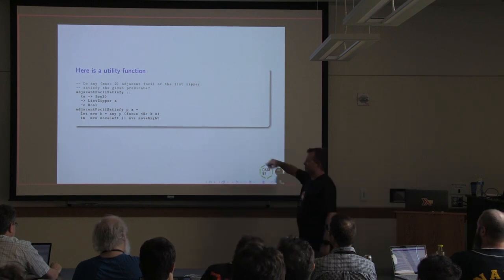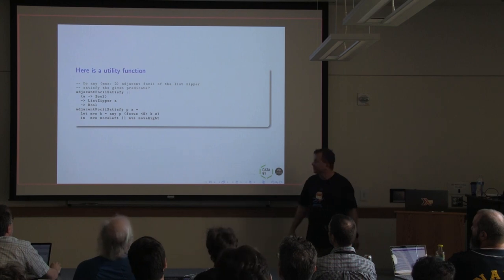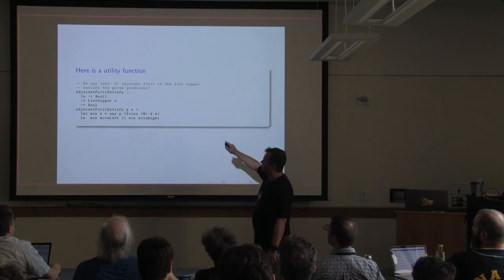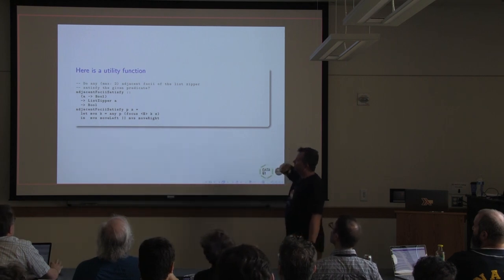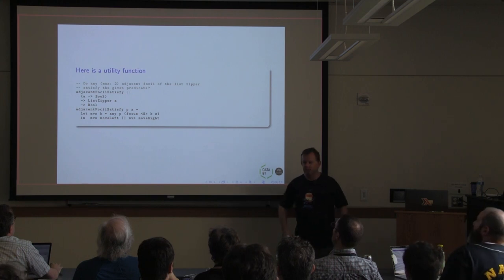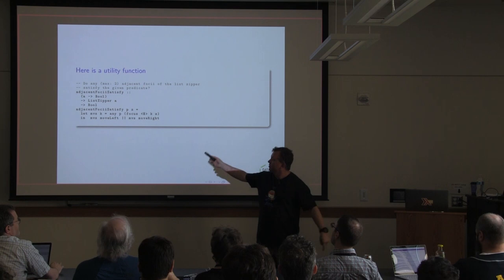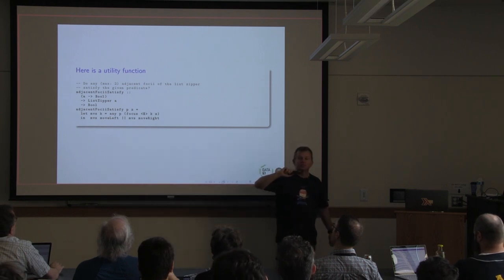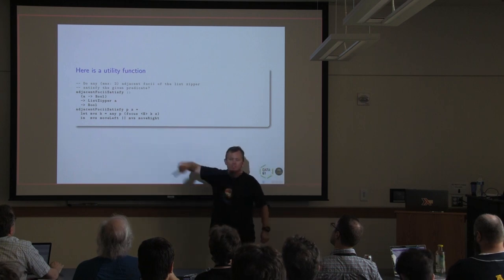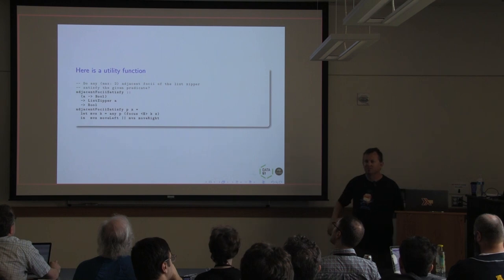So I came up with this really obtuse example to try and use a zipper. What we have to do is I'm going to write this function. This function says, do any adjacent foci of the list zipper satisfy the given predicate? That is to say, if I'm standing on a list zipper, does anything on either side of me satisfy that predicate? Okay, that's the function that I've just written there. You can read the code and check it works. Hope it does. I write tests all the time.